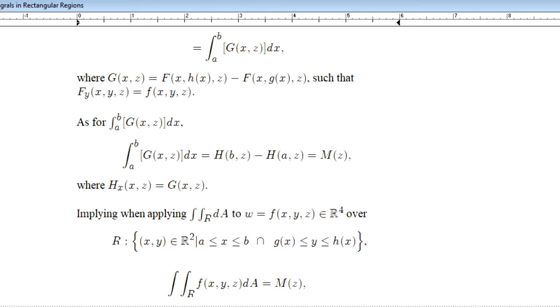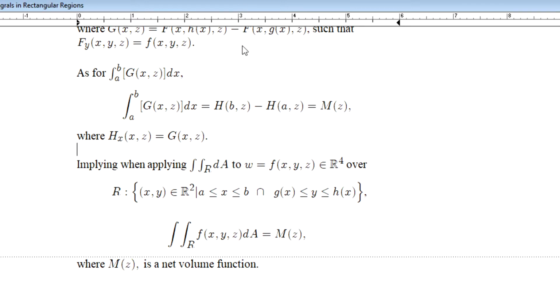All right? Big notes in terms of what we've done above, in terms of the bigger picture in this note, implying that when a double integral operator that occurs over region R, where region R is described down below, is applied to a multivariable function, this hypersurface contained in four-dimensional space, the result is a function in terms of just variable z, the one variable left over that we did not integrate with respect to when we perform this double integral operation over region R. What big M of z describes is what we call a net volume function.